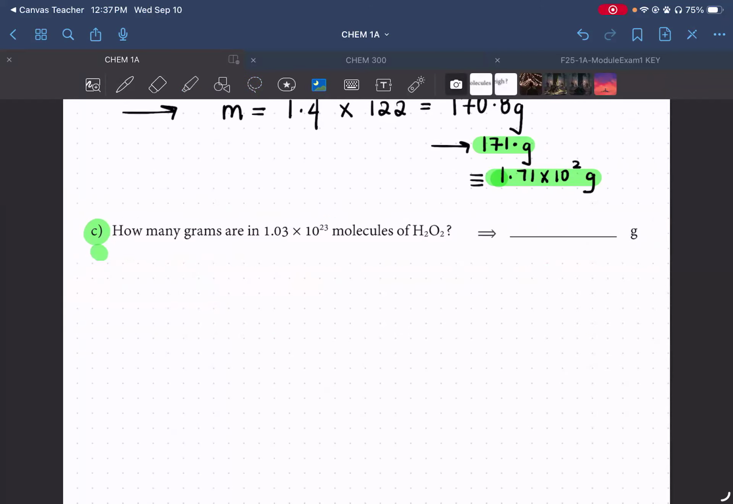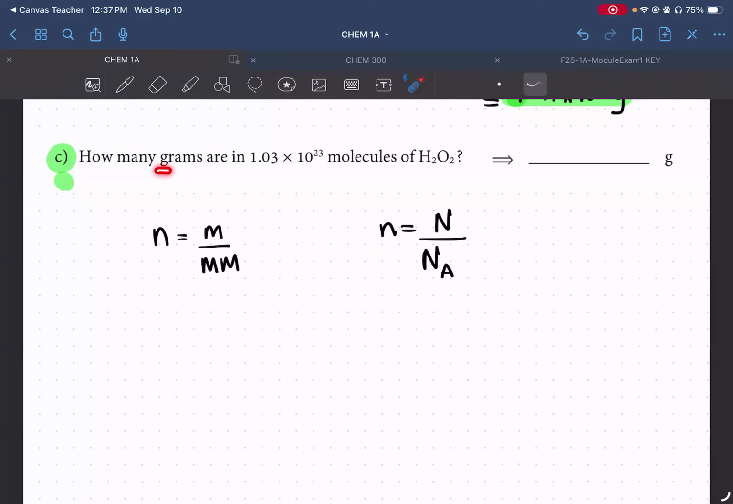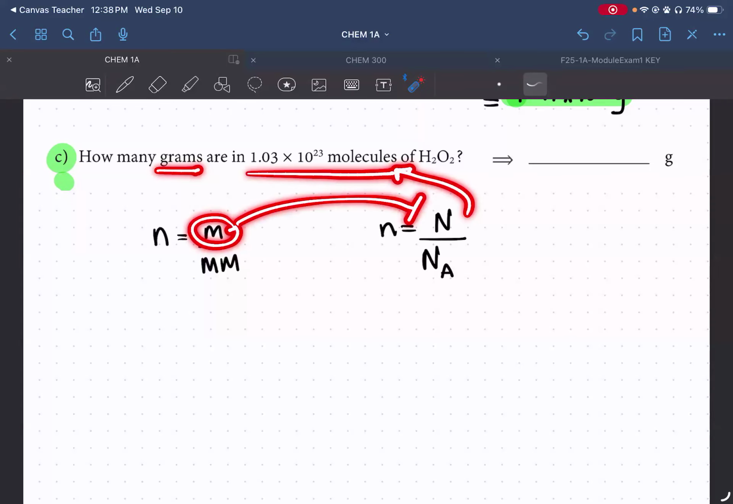All right. Getting our formulae at the ready so we know which one to use. N is equal to mass over molar mass. N is equal to number of atoms or molecules over Avogadro's number. Let's look at what the question's asking us. Ultimately, the question is asking us for gram. It's asking us for mass. So we know we need to have M in there somewhere. However, it's given us the number of molecules. That's N. As you can see, there is no single equation that relates M and N.